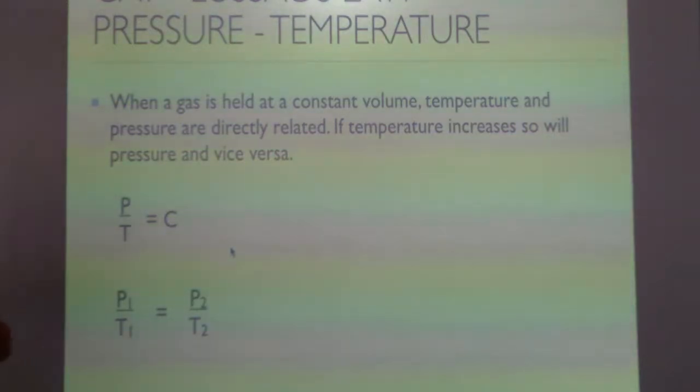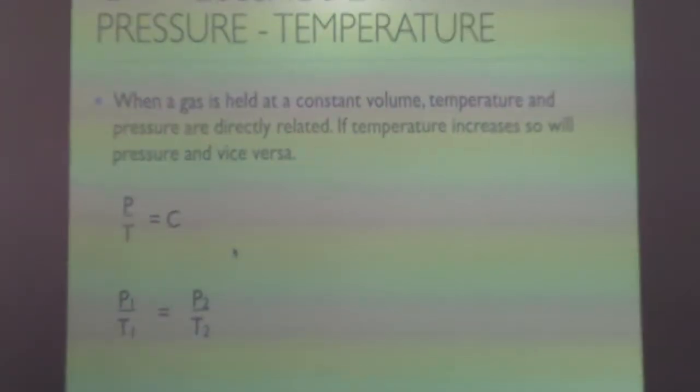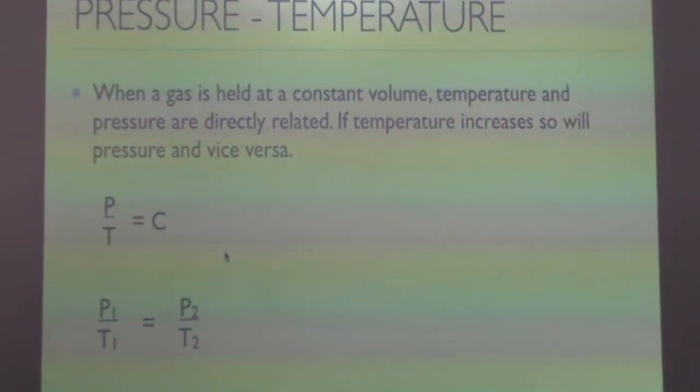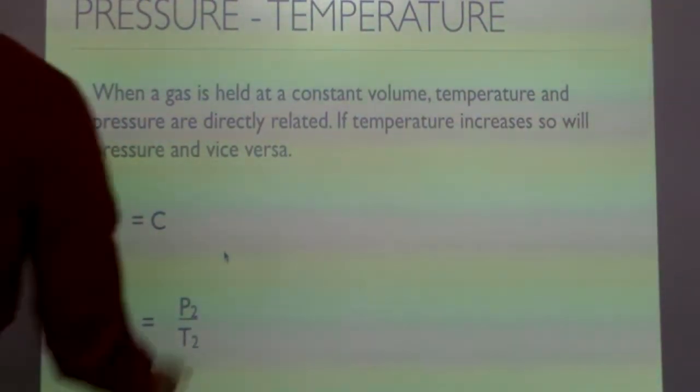The next one is Gay-Lussac's law. He looked at the relationship between pressure and temperature, and what he found is that when a gas is held at constant volume, so when volume is not changing, pressure and temperature are directly proportional. So if temperature increases, so will pressure. Let's do some problems with this and actually look at the math behind it.